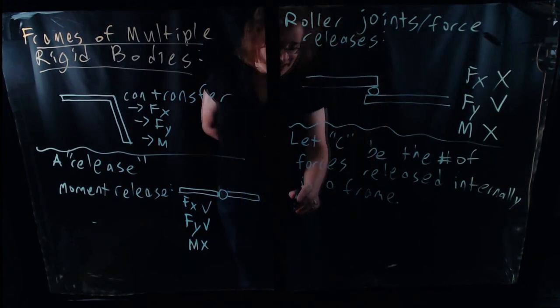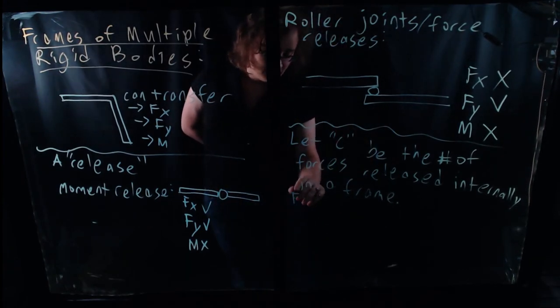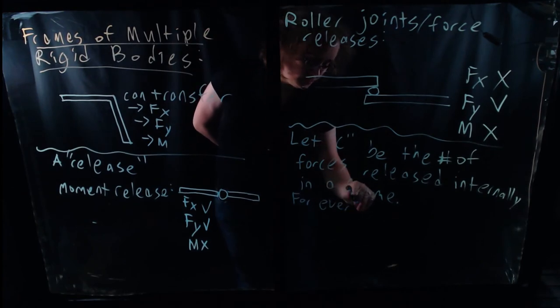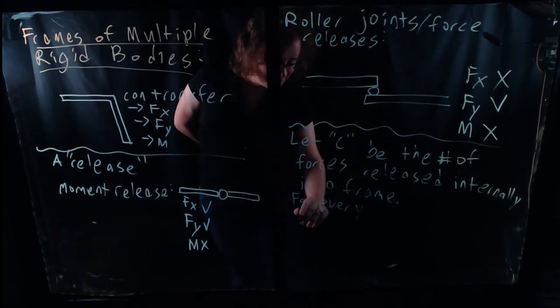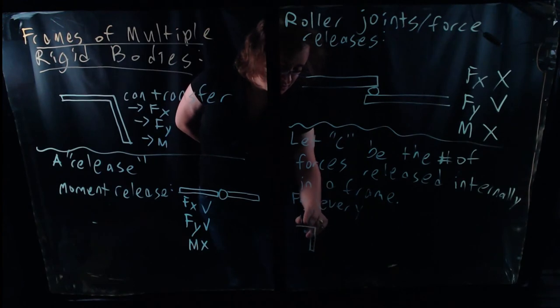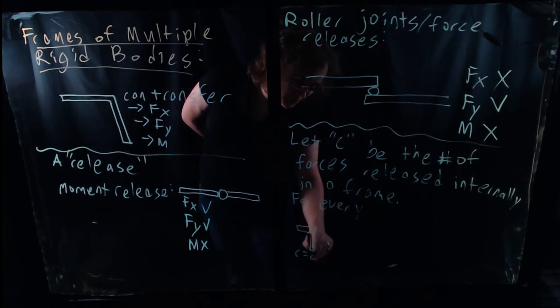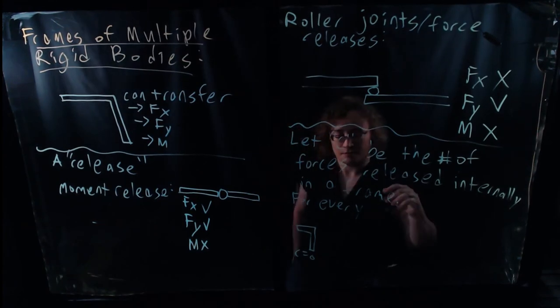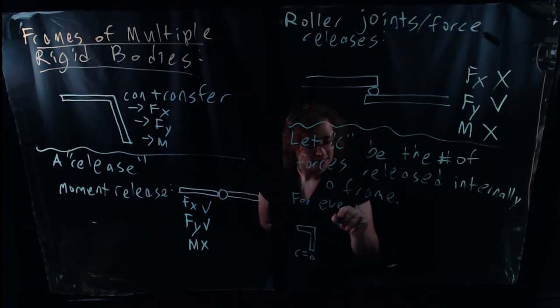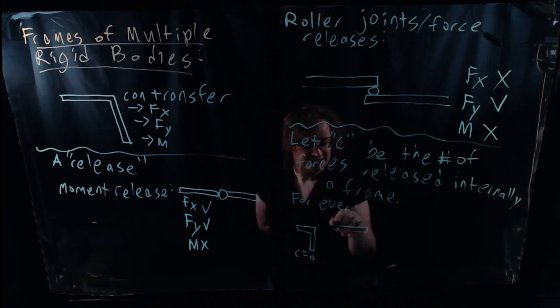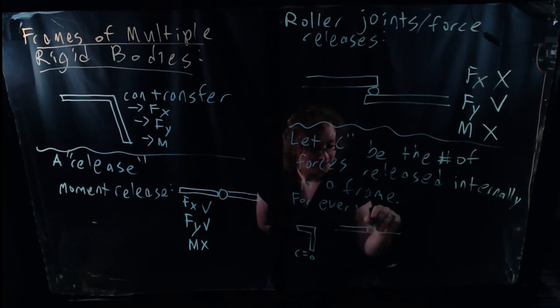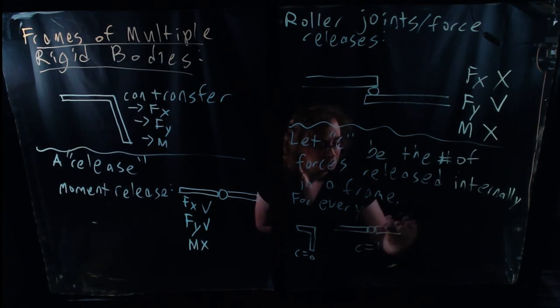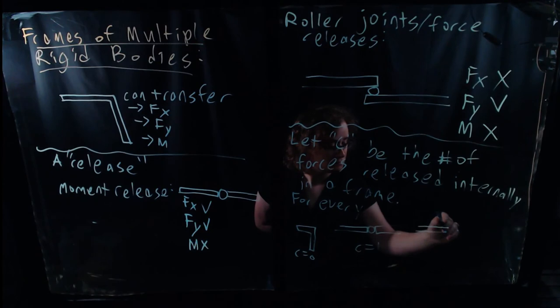So for every fixed joint, you're not going to add any. C will equal zero. For every pin joint, we'll increase C by one. For every roller joint, C will equal two.